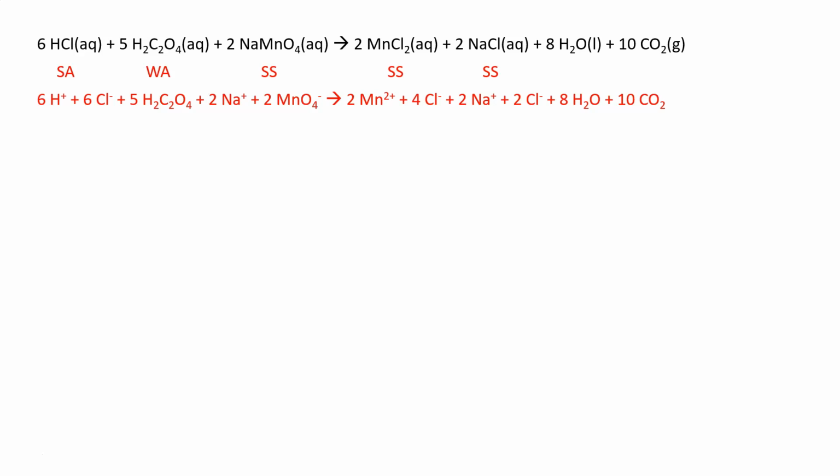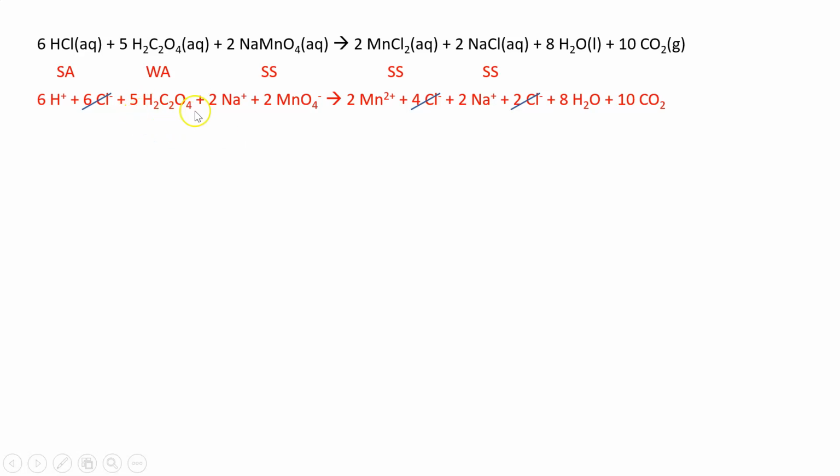Now let's start canceling things out. First thing I see is H plus. Let's see if I see H plus on the other side. I don't see it in that same form. 6Cl minus. Well, I see 6Cl minus over here. I see 4 here and 2 there. Well, 4 plus 2 gives me 6. So yes, Cl minus is one of our spectator ions.